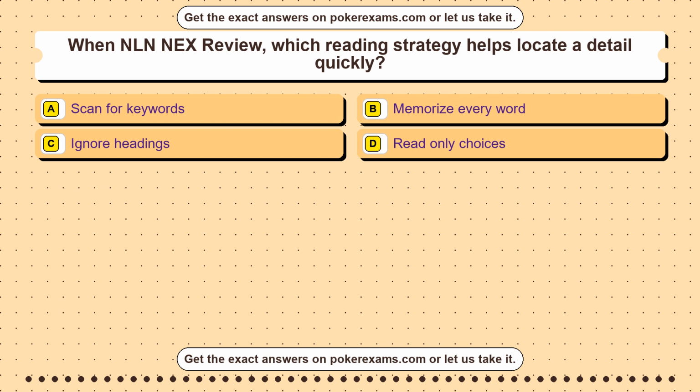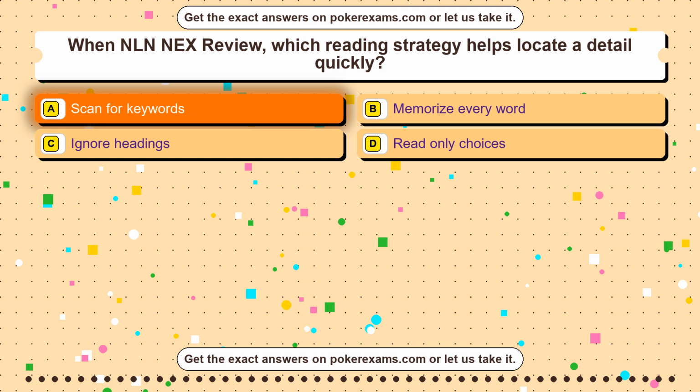Question 29. When GED reading practice test, which operation undoes multiplication by 5? Option A divide by 5. Option B add 5. Option C subtract 5. Option D multiply by 10. The correct answer is option A.